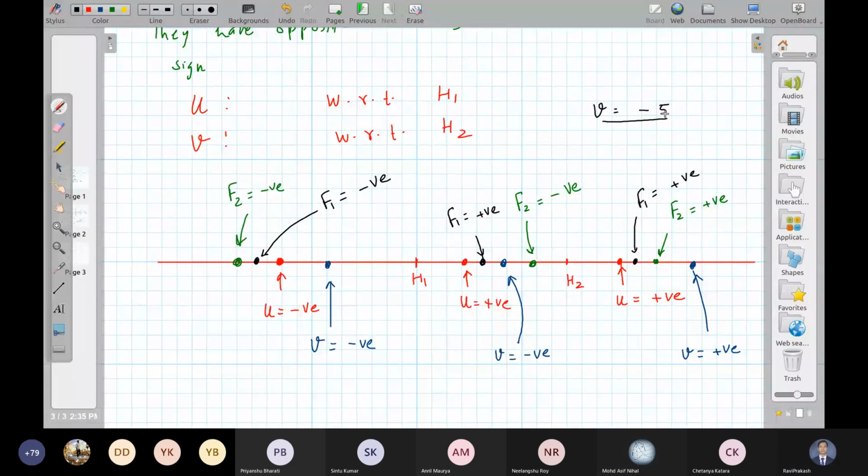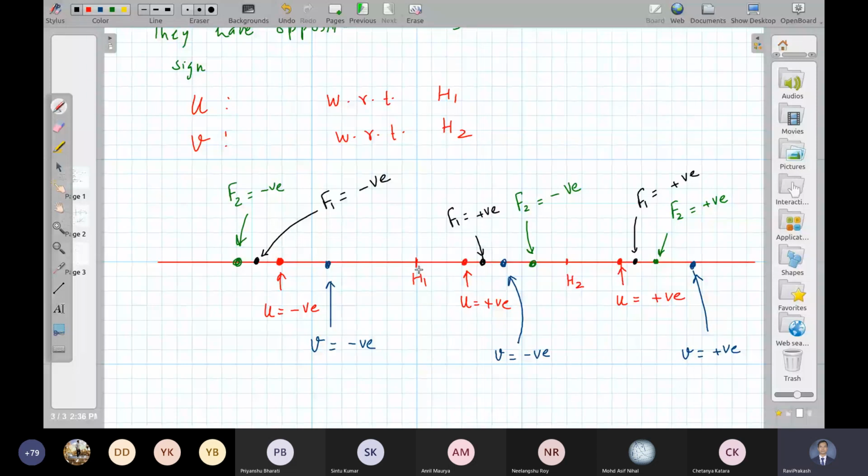If you get V is equal to +5, it means that the image is on the right side of H2 at a distance of 5 units. Okay, sir. We don't need to do any additional calculation on V then. No, nothing. So all the object space is calculated with respect to h1.